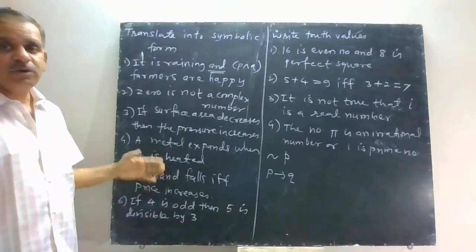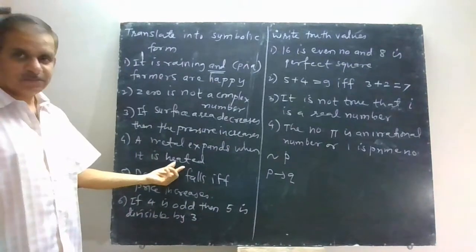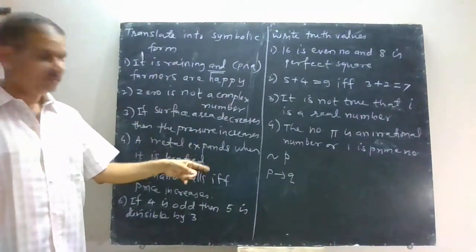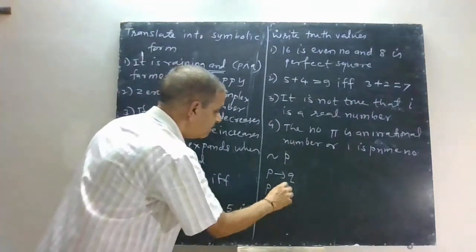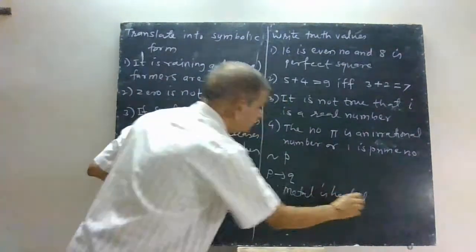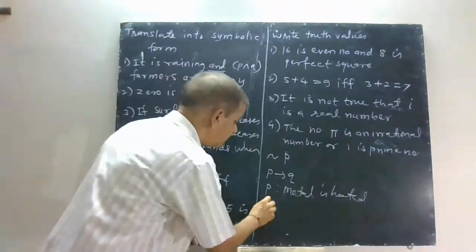What is given to you and what is the effect of that? When metal is heated, then it expands. The statement is of this type: where metal is heated, that will be P, and the effect of that, it expands. So that is your Q.